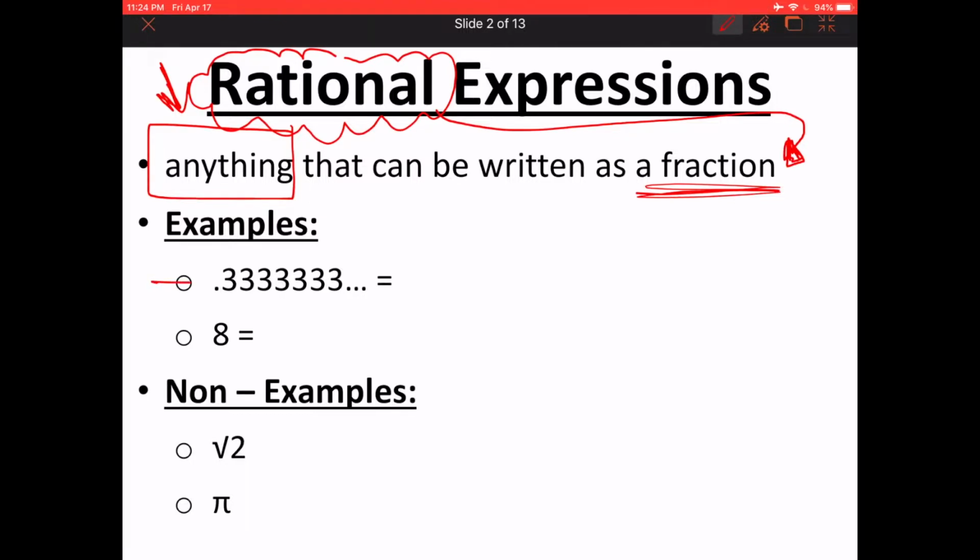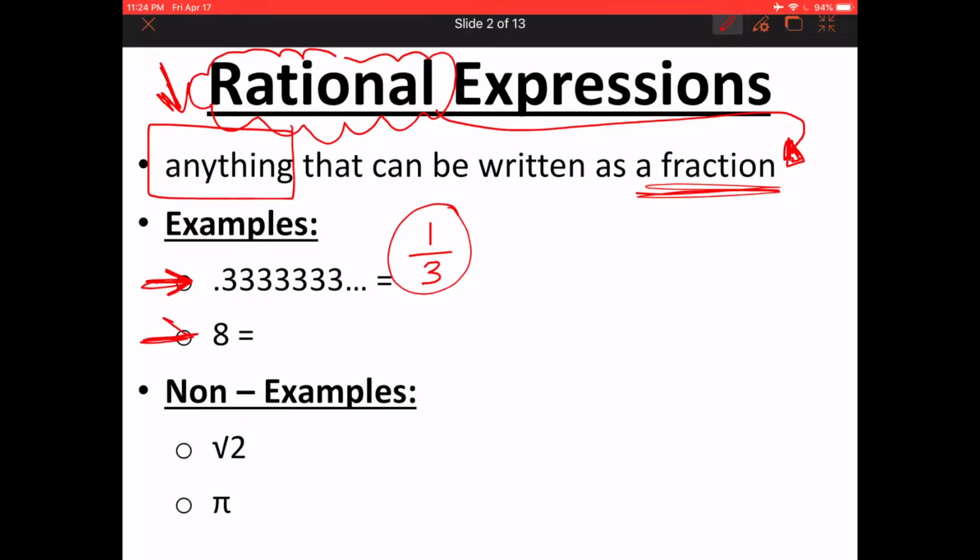Here we have some examples. The first one is 0.3 repeating. This needs to be a repeating decimal that you guys are familiar with at this point. 0.3 repeating can be written as 1/3. That's just one of our extremely common repeating fractions and decimals. So you guys need to know how to go back and forth between the decimal and the fraction.